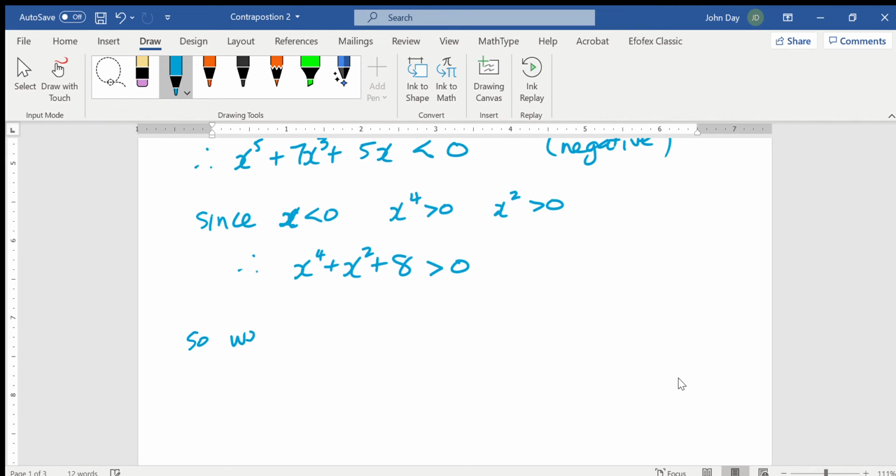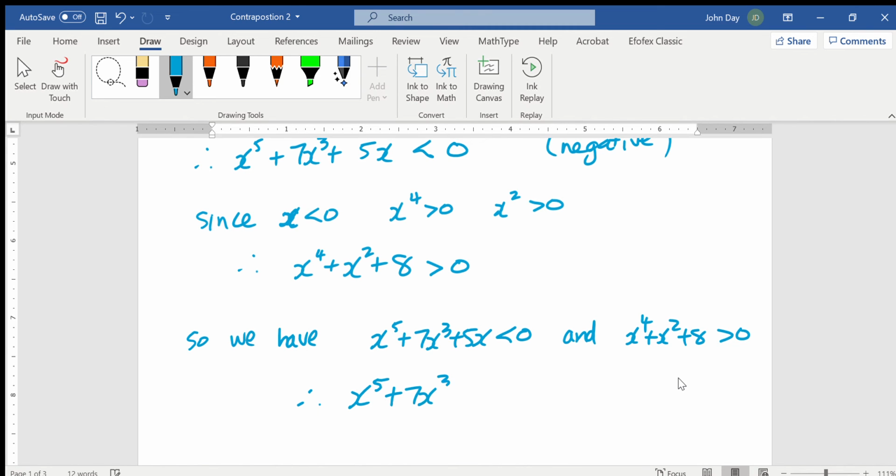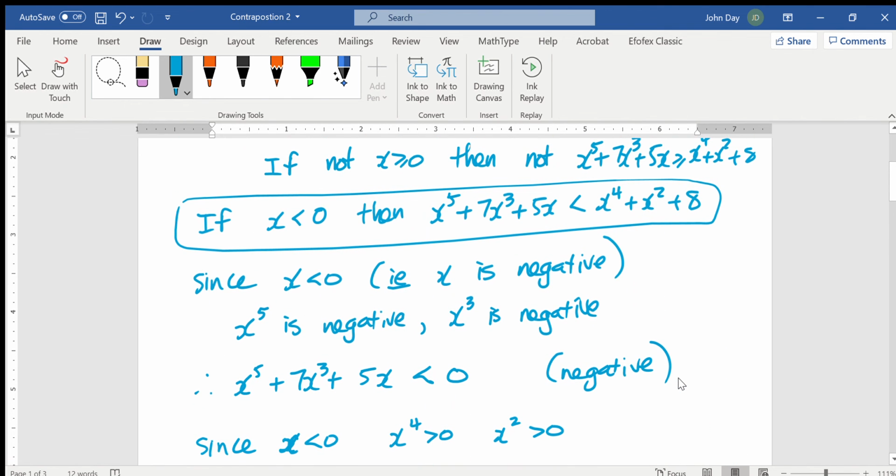All right. So we have that x^5 + 7x^3 + 5x is less than 0, and x^4 + x^2 + 8 is bigger than 0. Therefore, x^5 + 7x^3 + 5x is less than x^4 + x^2 + 8, because this is negative and this is positive, so it's got to be less than it. All right, so it worked. I've proven the contrapositive is true.